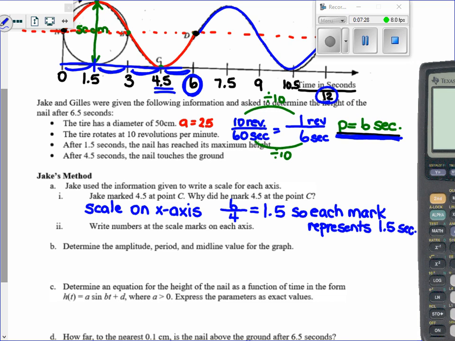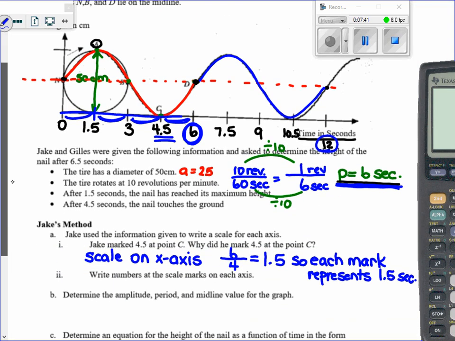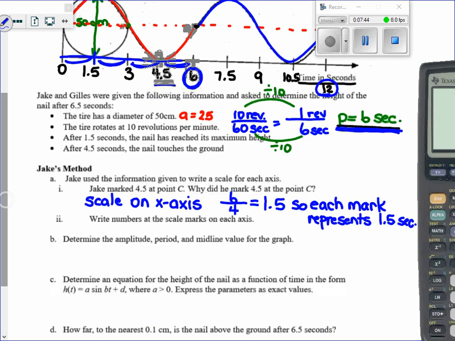Okay, so then it says write numbers at the scale marks. We've already done that. Determine the amplitude, the period, and the midline value for this graph. Let's keep it enlarged. You may have to just scroll up and down. So the amplitude, well, we've already determined that if the diameter of this whole wheel from top to bottom is 50 centimeters, then our amplitude is half of that. So amplitude was 25. The period we've already calculated right here. Period was 6 seconds.